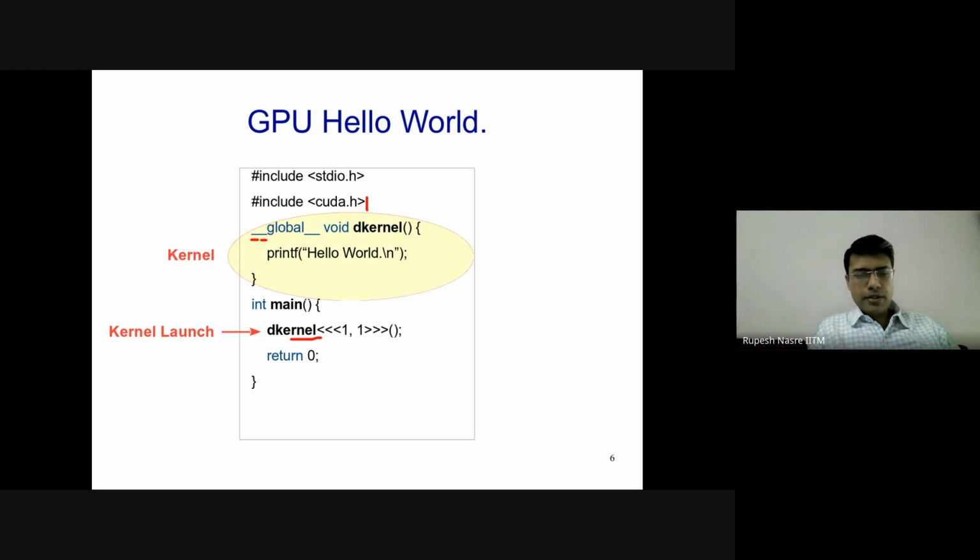When we start from main, we call this kernel, and then there are numbers separated by a comma. For now, we'll not worry about this particular syntax, but it's the syntax to call a function on a GPU from the CPU. And that 1, 1 indicates how many threads are there. A multiplication of these 2 numbers is going to tell us how many threads should be executing this function. Okay. So in this case, 1 into 1, it's only a single thread, and therefore only 1 thread is going to print this hello world. That is the expectation.